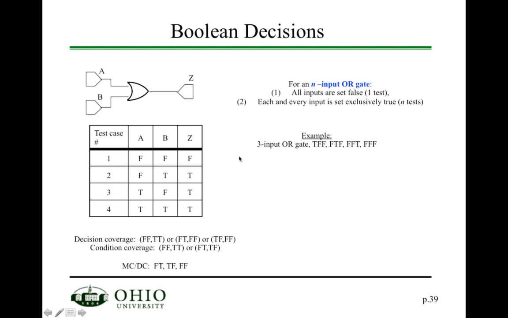So again, if you look at the 2 input case, I'm setting all of them to false. A is false, B is false, and then I set each and every input exclusively to true. So A is true, B is false, A is false, B is true. Okay. So for a 3 input OR gate, I'm getting true, false, false, false, true, false, false, false, true, and false, false, false.